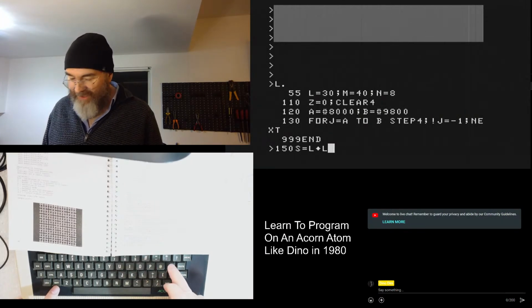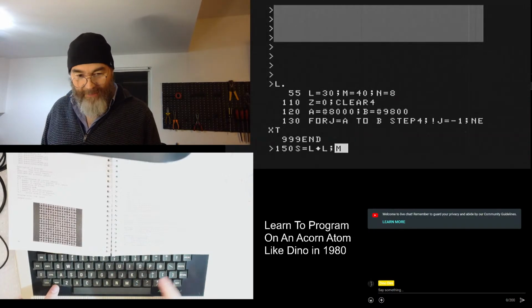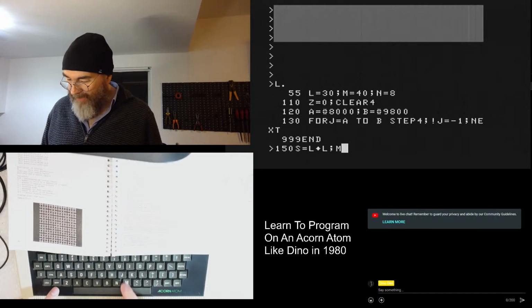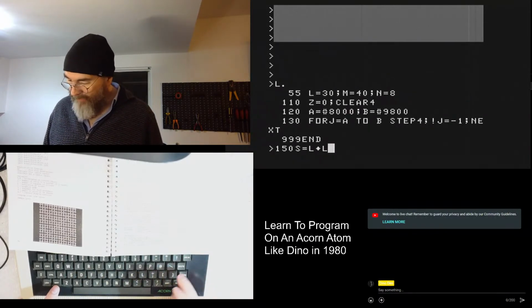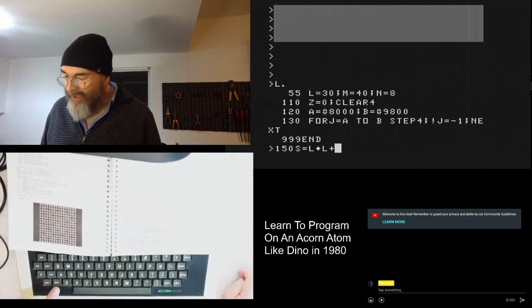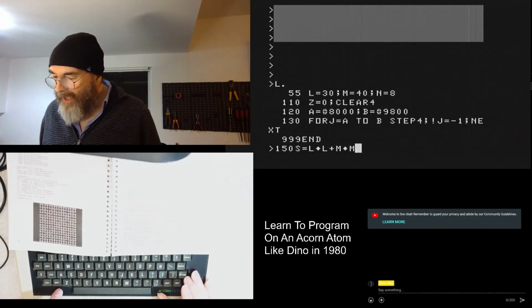But it's a star. It's a lovely star on the key. It's always a little confusing, but anyway, L times L plus M times N. No, don't do it. Capitalize it. Right, M times M, and we need a plus. Let's try that again. So L plus L. No, L times L plus M times M. M times M. Right, there we go.